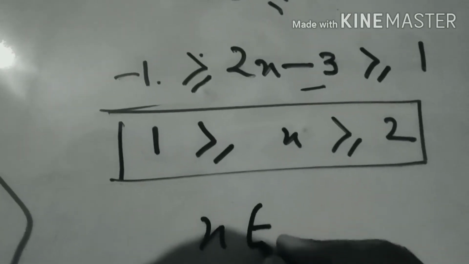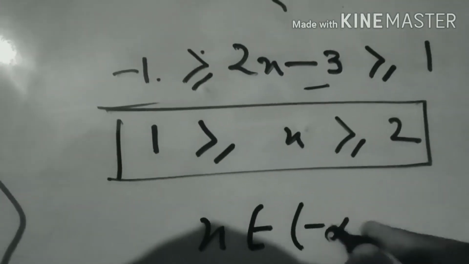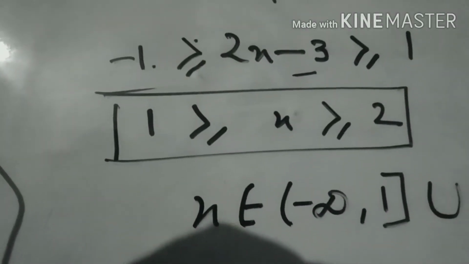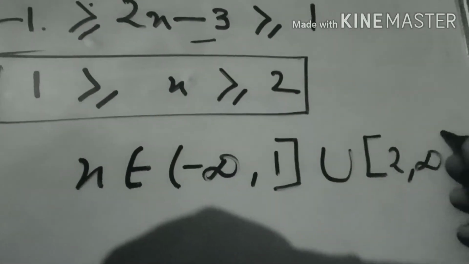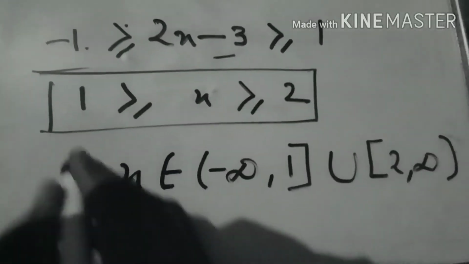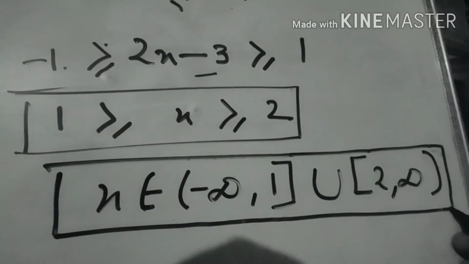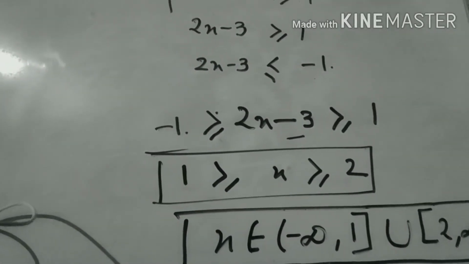x belongs to, in set notation when we write, x will belong from minus infinity to 1, including 1. So we'll use a close bracket, union from 2 to infinity, where we'll be using an open bracket. Okay, so the value of x will be in between minus infinity to 1 and from 2 to infinity.